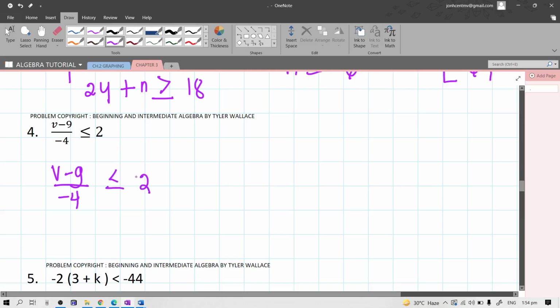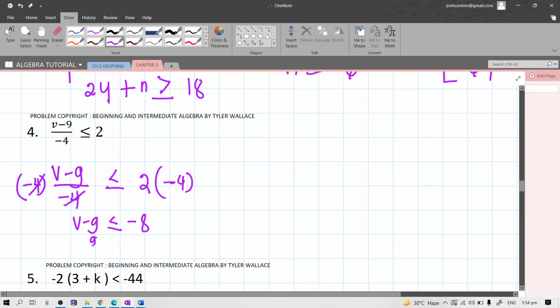So, unahin muna natin si negative 4, yung nasa denominator. Okay. Then, we have negative 4 here. Okay. So, cancelled out, cancelled out. You will have v minus 9 is less than or equal to negative 8. So, this is the equation now.